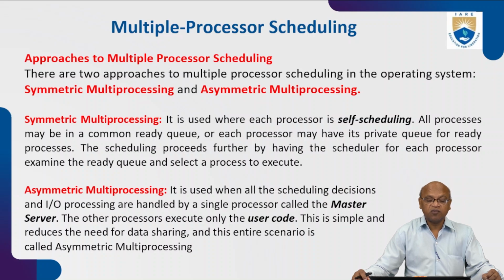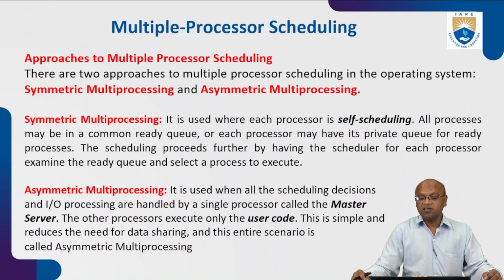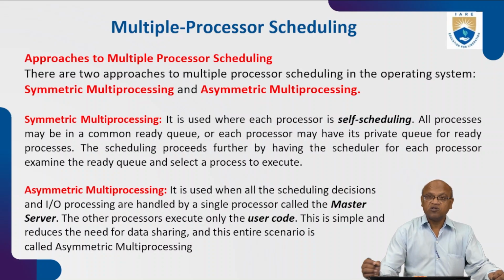So, approaches to multiprocessor scheduling. There are two approaches to multiprocessor scheduling in the operating system: symmetric multiprocessing and asymmetric multiprocessing. Symmetric multiprocessing is used where each processor is self-scheduling. All processes may be in a common ready queue, or each processor may have its private queue for ready processes. The scheduling proceeds by having the scheduler for each processor examine the ready queue and select a process to execute. As you know, the ready queue is in RAM.